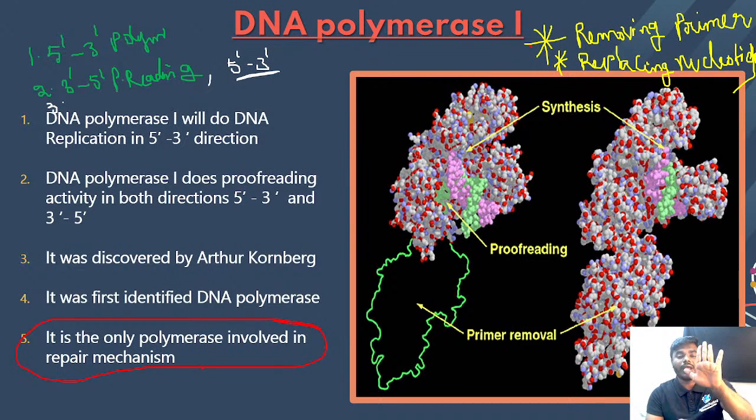DNA polymerase 1 will do the polymerization or synthesis of a daughter strand in 5' to 3'. Second function, it will do the proofreading in 3' to 5'. Fourth function, it is the major polymerase enzyme which is involved in the repair mechanism. Fifth function, it is the only enzyme involved in removing the primer, followed by replacing the nucleotides. These are the simplified functions of polymerase 1.